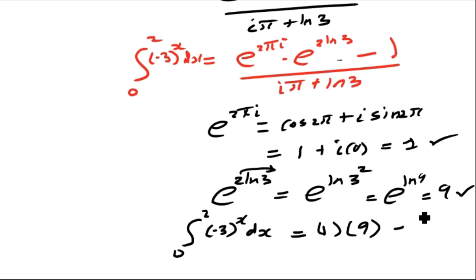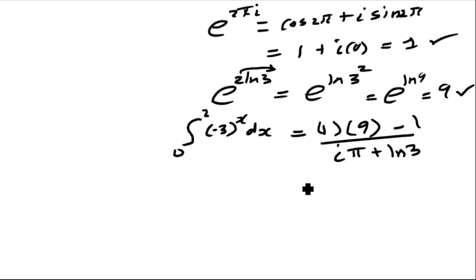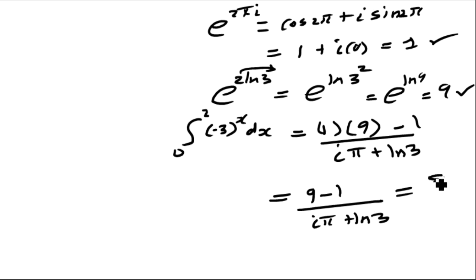Then minus 1 over I pi plus ln of 3. Now what do we have here? 1 times 9 is 9, minus 1, over I pi plus ln of 3, which will be the same as 9 minus 1, which is 8, over I pi plus ln of 3. Ladies and gentlemen, that is how to integrate that given problem.